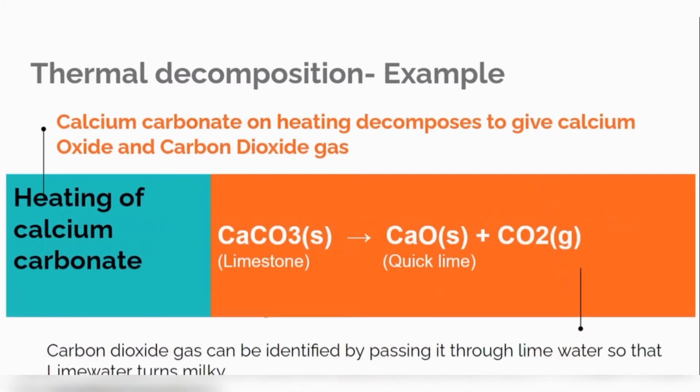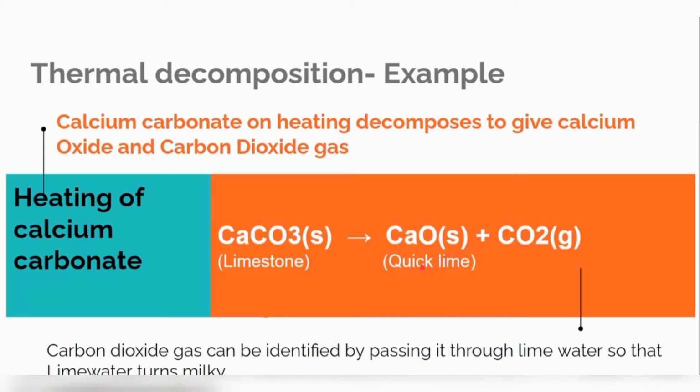Now, another example of thermal decomposition is the heating of calcium carbonate. What is the formula of calcium carbonate? It is CaCO3. Calcium carbonate is generally known as limestone, which is a solid substance and white in color. When you heat calcium carbonate, it decomposes to give calcium oxide and carbon dioxide. Calcium oxide is a solid substance and carbon dioxide is a gaseous substance.